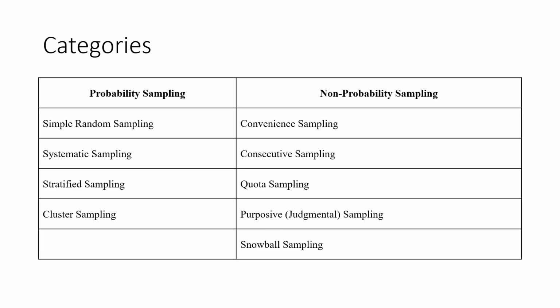Non-probability sampling includes convenience sampling, consecutive sampling, quota sampling, purposive or judgmental sampling, and snowball sampling.